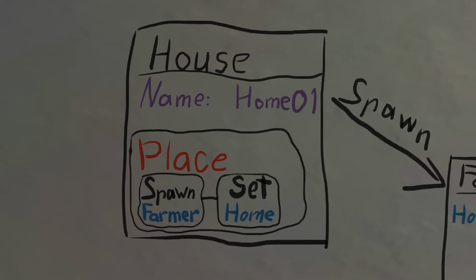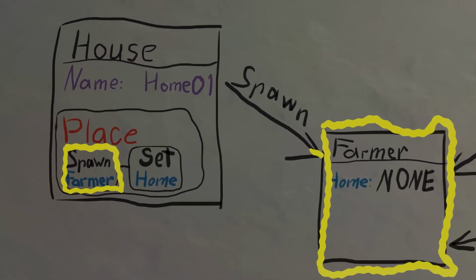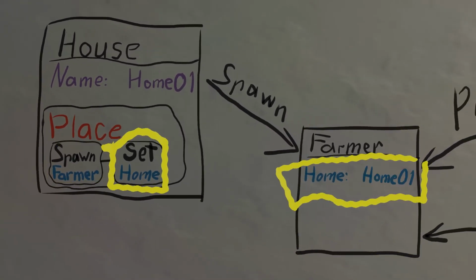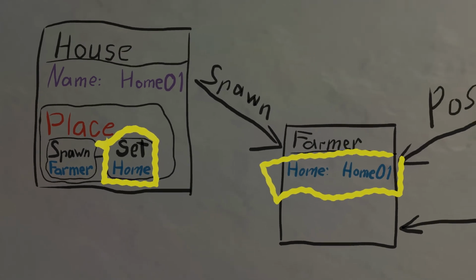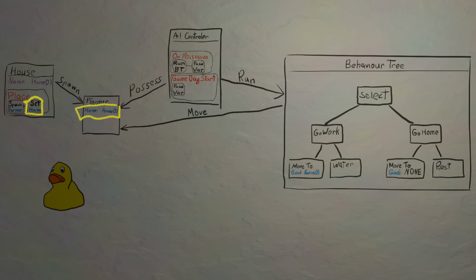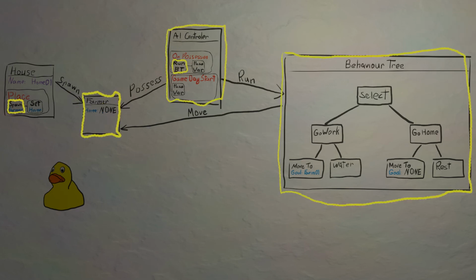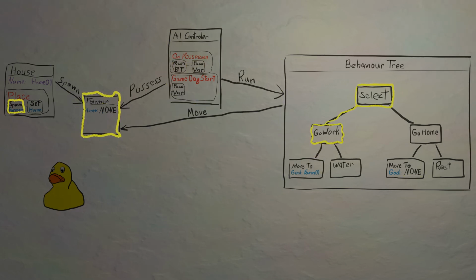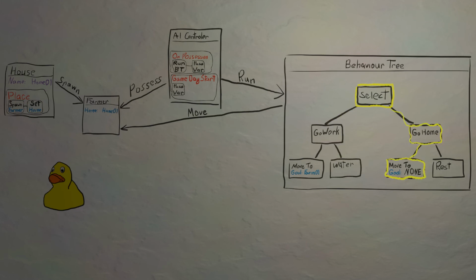When the player places the house on the landscape, it spawns a farmer and populates its home variable with itself, the house that spawned it. The AI controller must be taking possession of the farmer right at the creation. The house overrides the home variable afterwards. That's why it's not defined at the time when the behavior tree is created.